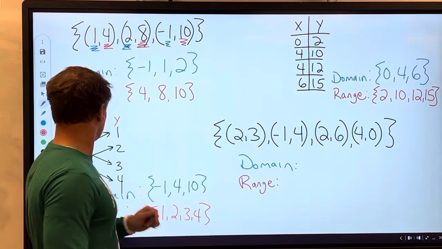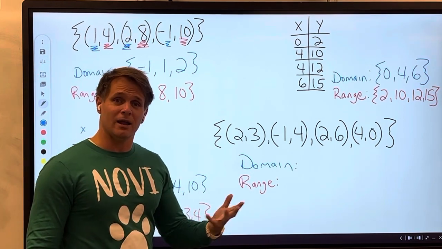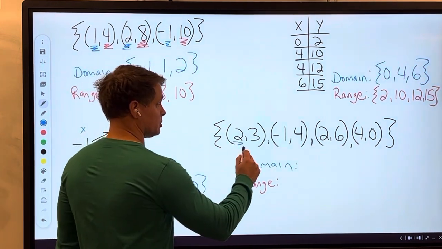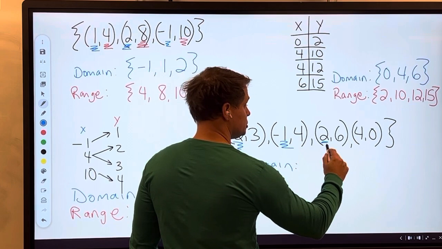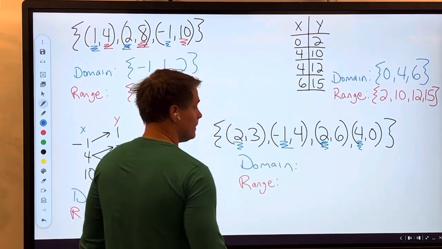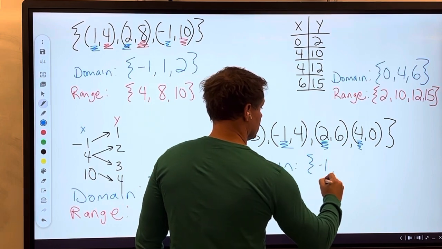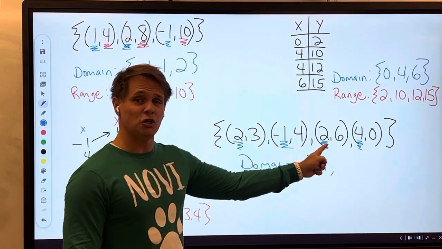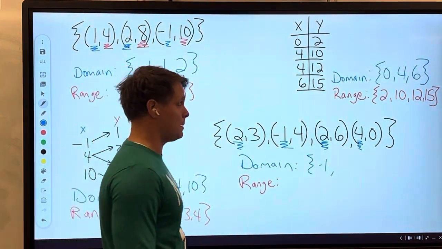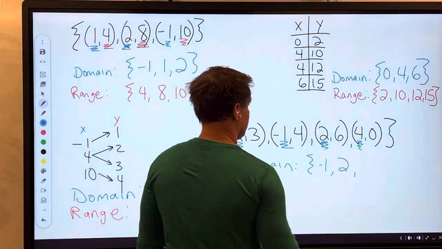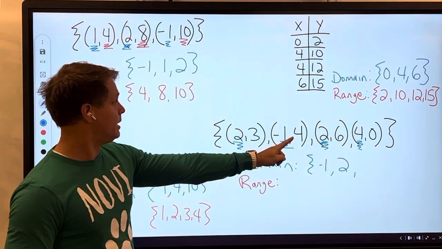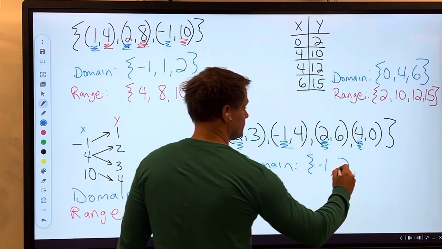Okay, let's take a look. The domain, like we said, are the x values. The x values are 2, -1, 2, and 4. So the smallest number is my -1. Now I have a pair of 2s, so I only have to write the 2 one time. And then I have the biggest number is 4.